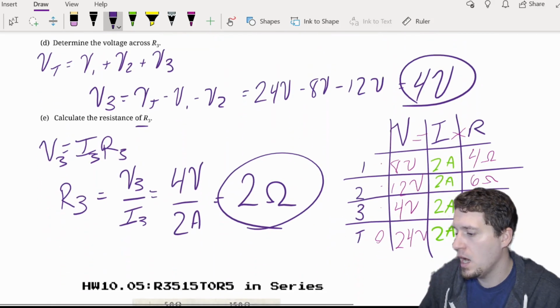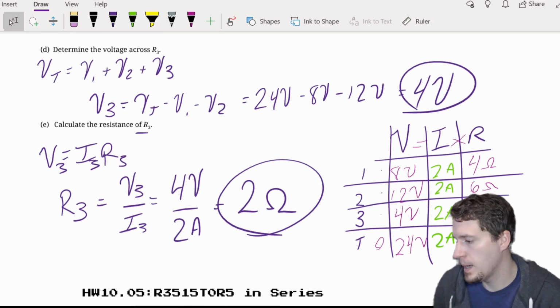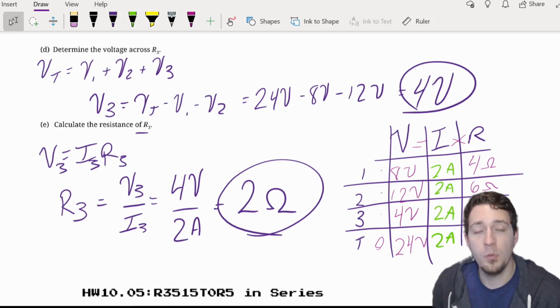So these charts can be pretty helpful in solving circuits. We don't do anything too crazy, too complex, but they might help us organize our thoughts a little bit and everything that's going on.